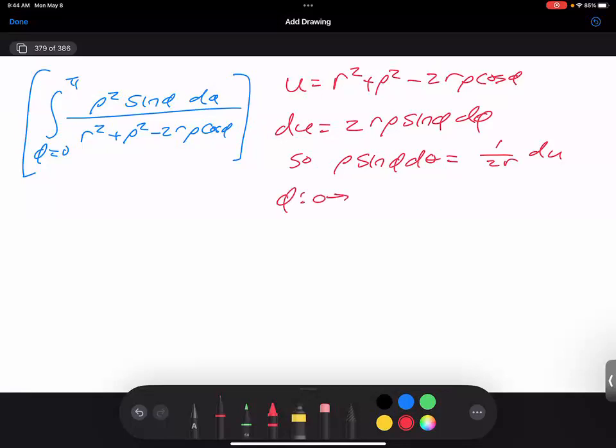Phi goes from 0 to pi. What does u go from? When phi is 0, what's the cosine of 0? So we get r squared plus rho squared minus 2r rho. So what would u be when phi is 0? R squared plus rho squared minus 2r rho. How does that simplify? So let me write it differently. We have r squared plus rho squared minus 2r rho.